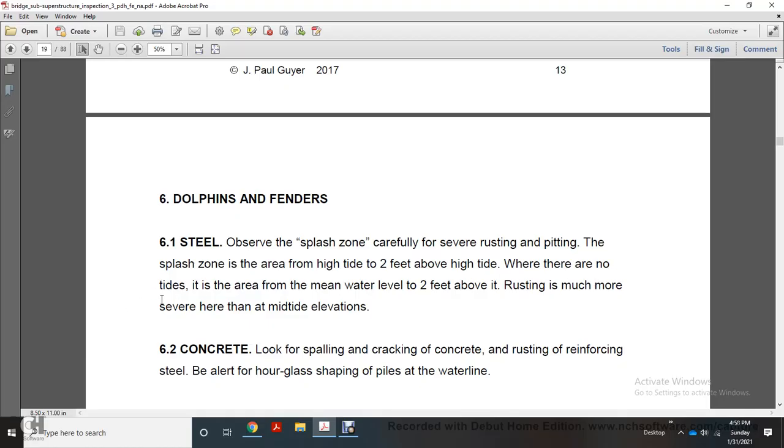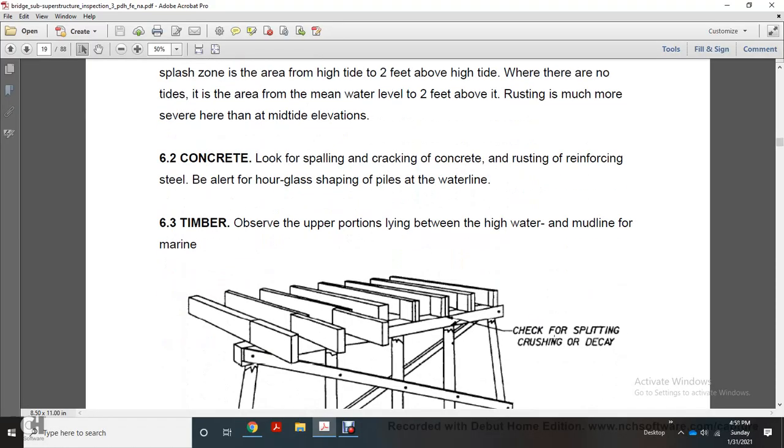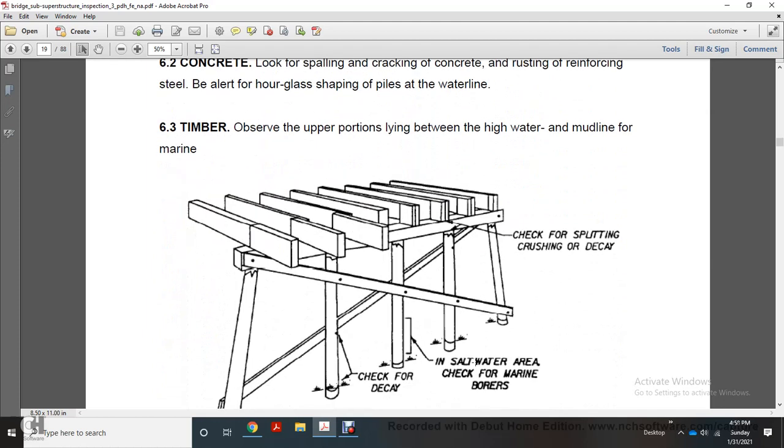The rusting is much more severe than at mid-tide elevations. Concrete piles: look for spalling, cracking concrete, and rusting of reinforcing steel. Be alert for the hollows, glass, and shipping of timber piles at the water line. Observe the upper portions lying between the high water and the mud line of the marine environment. Check for splitting and crushing of decayed salt water areas.